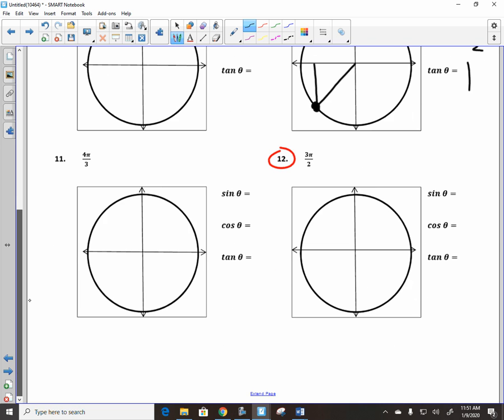Number 12, 3 pi over 2. What's the degree? 270. What's the terminal point? 0, negative 1. What would sine be? Negative 1. Cosine? 0. Tangent? Undefined.